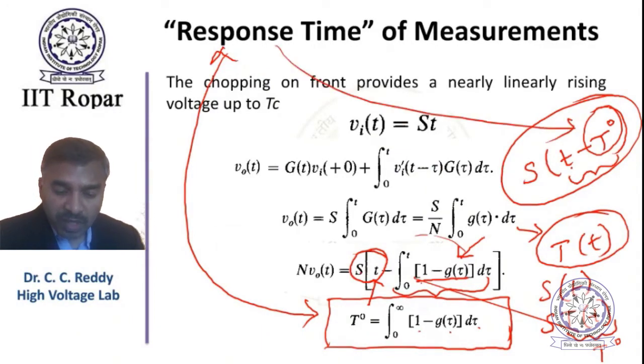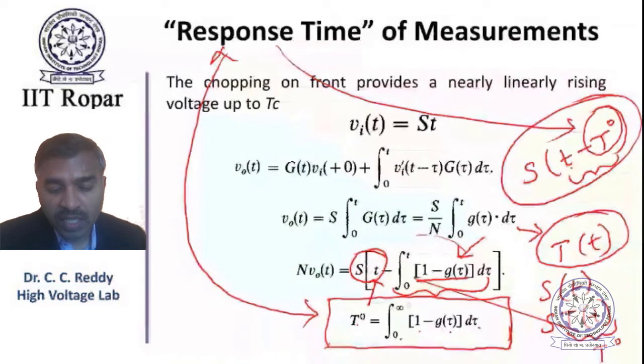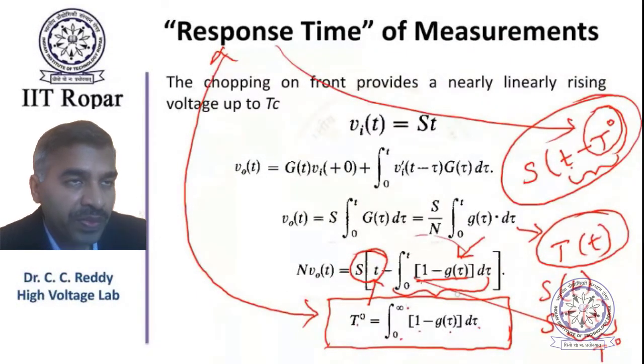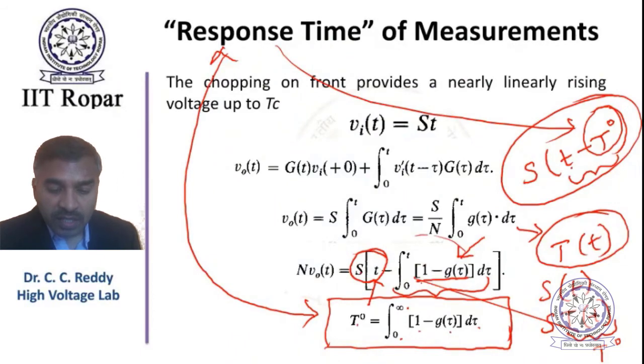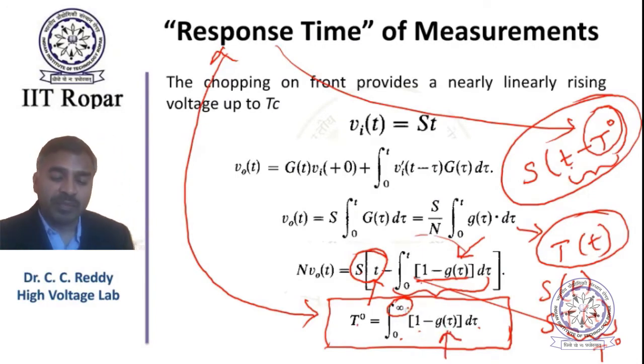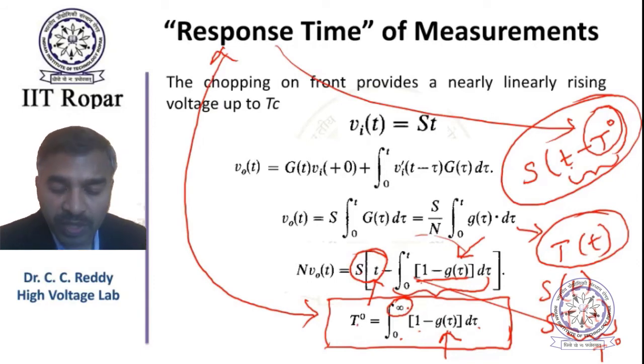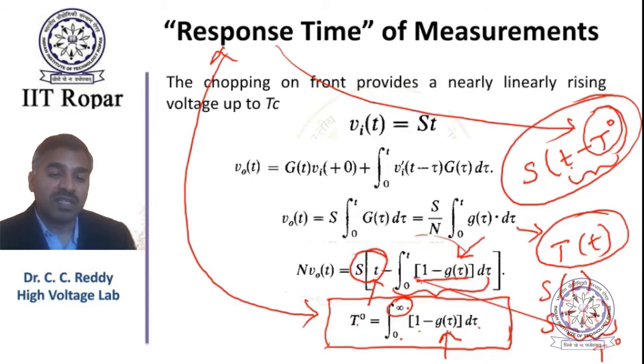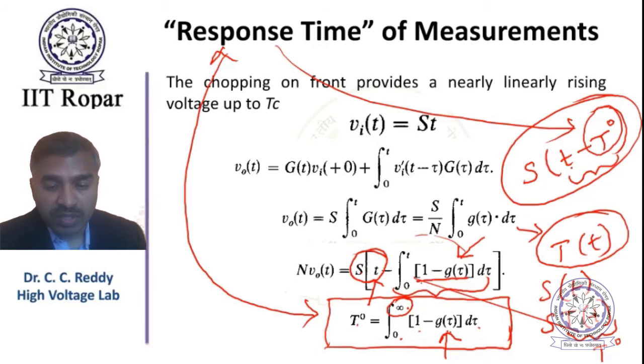Now you remember the definition of t naught, the integral from 0 to infinity. Actually, you need not integrate up to infinity. After a certain extent there will be no contribution, because g of tau becomes 1 and then 1 minus 1 is 0. Therefore, you need not integrate up to infinity in practice. In practice, it can be measured easily. That's why this quantity came into the picture, and it has some real significance to the system's response or characteristics.